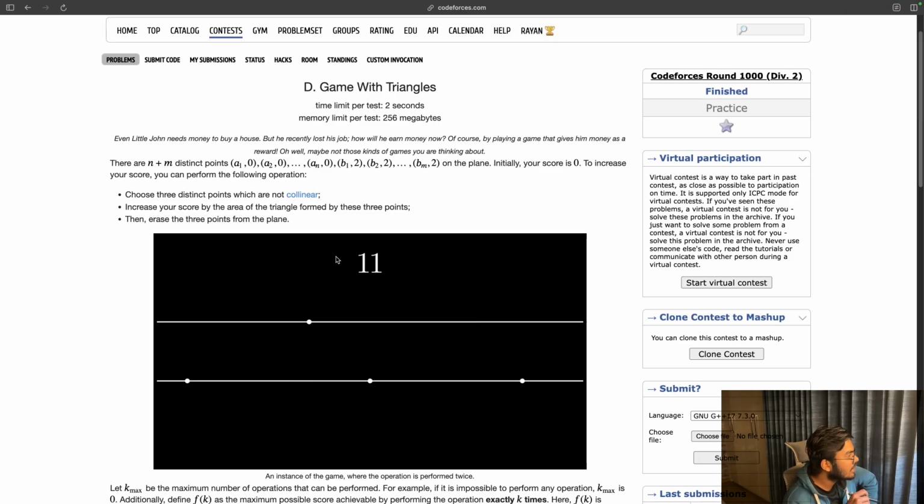Okay, so there are n plus m distinct points, a1 comma 0, a2 comma 0 till an comma 0. Then we have b1 comma 2, b2 comma 2 till bm comma 2. Initially your score is 0. You try to increase your score, you can perform the following operations. You can choose 3 distinct points which are not collinear and increase your score by the area of the triangle formed by these 3 points. Then erase these 3 points from the plane.